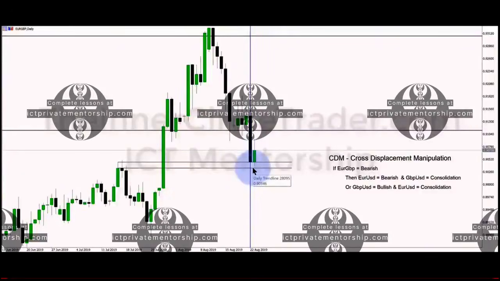How we take that information is we go into euro dollar and cable looking for these conditions, because the analysis led us to believe that euro pound should go lower. So right away, from an algorithmic stance, we go from one thing to the next. Dollar index, we're in consolidation. So where do we go next in our analysis? We go to cross displacement manipulation.